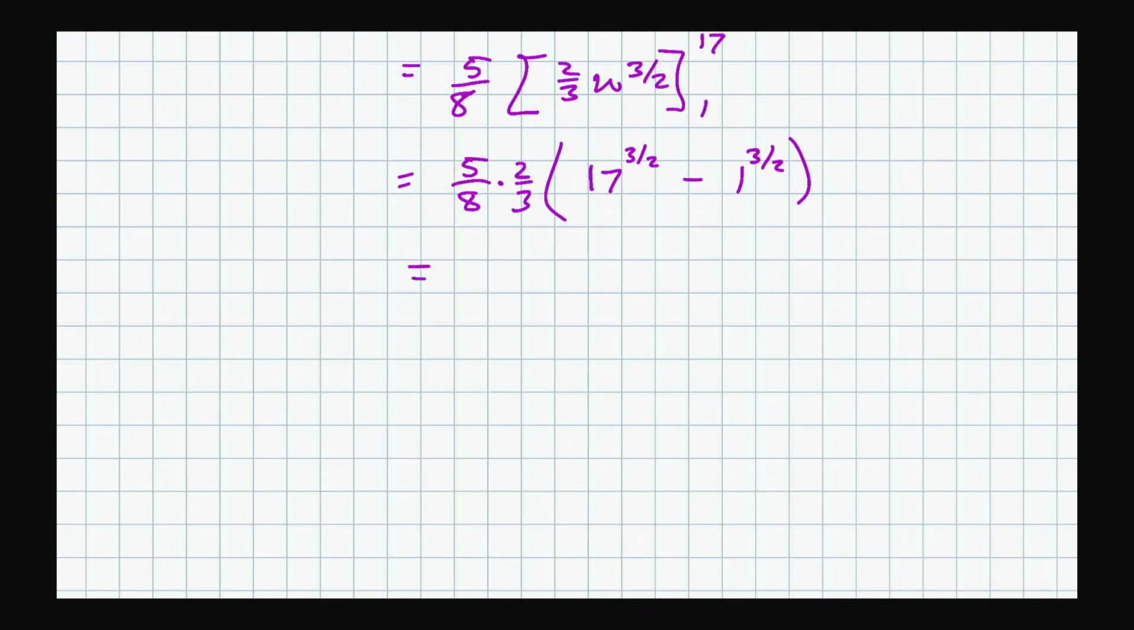Which, do a little bit of canceling here. 2, like that. So our constant out front is going to be 5 over 12. Right? Yeah, 10 over 24, 5 over 12. 17 to the 3/2 is just 17 to the 3/2. And then the 1 is a 1. So this would be the exact answer.